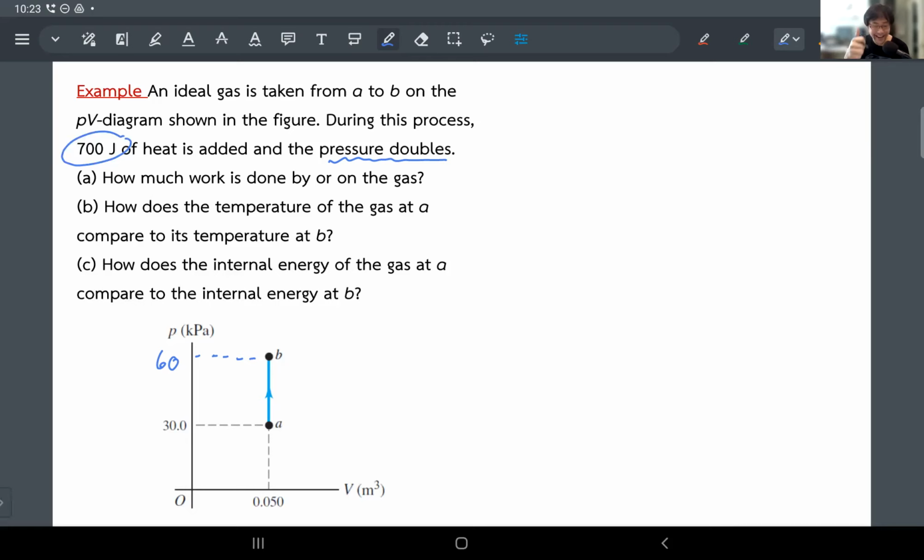Very good. Thank you for the answer. The reason is 0 because there's no area under the curve. The volume does not change. The gas does not either expand or contract. Nothing is going on. So part A is 0. Simple. B, how does the temperature of the gas at A compare to the temperature at B?